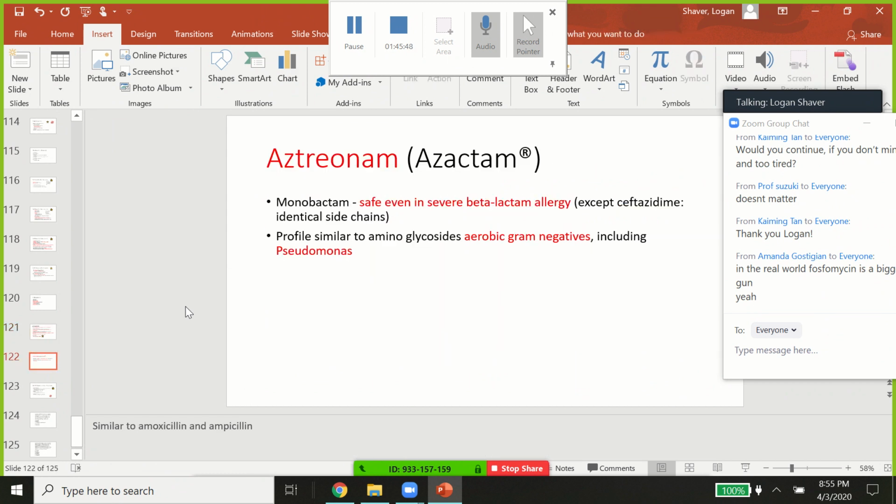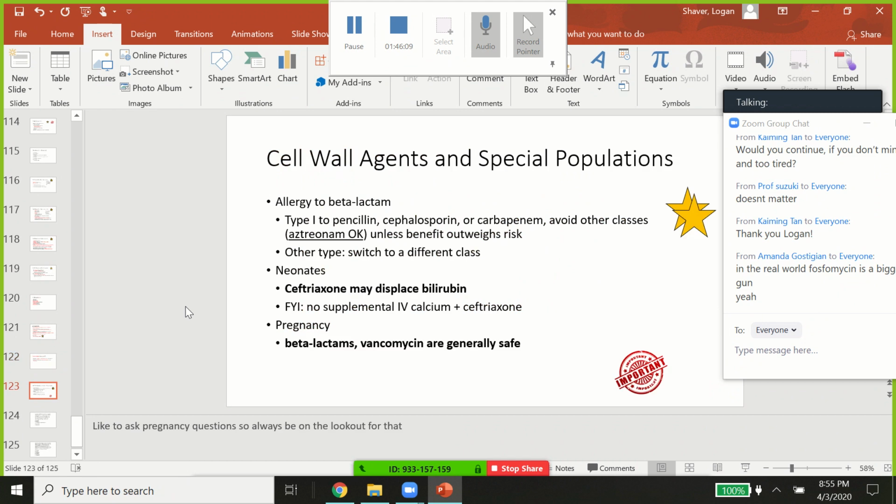Then you have aztreonam. So that's safe even in severe beta-lactam allergies. That's because it's not really a beta-lactam; it's a monobactam, so it's a little different structure. And then its profile: what it covers is very similar to aminoglycosides. So aerobic gram negatives, and that includes Pseudomonas.